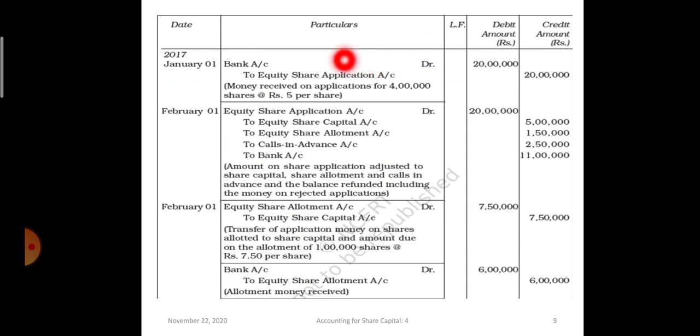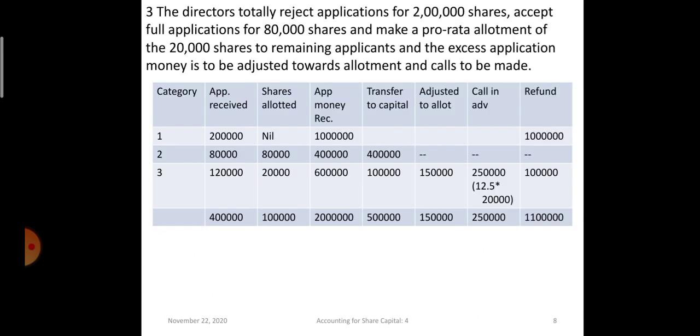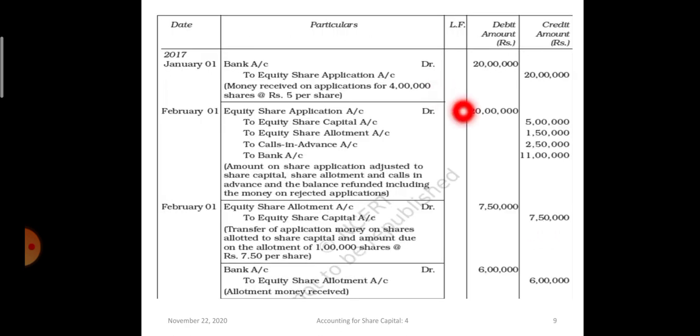Now the entries. First, on 4 lakh shares at the rate of rupees 5, 20 lakh rupees is received. To understand the second entry, we have to go through this table. 20 lakh rupees is received, and out of this is the adjustment: 5 lakh to capital, 1,50,000 to allotment, 2,50,000 to calls in advance, and 11 lakh is refunded. That's why out of this 20 lakh, 5 lakh is credited to capital, 1,50,000 to allotment, 2,50,000 to calls in advance, and the balance 11 lakh is returned back to the applicants.